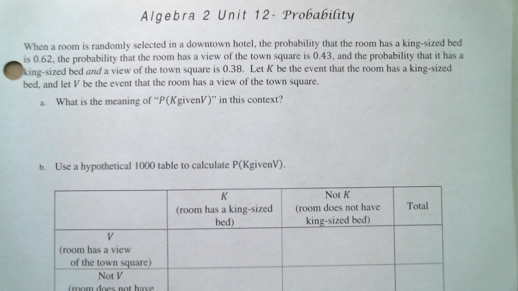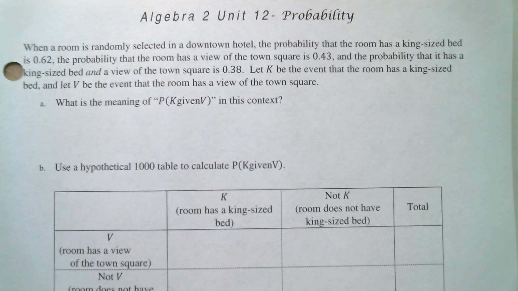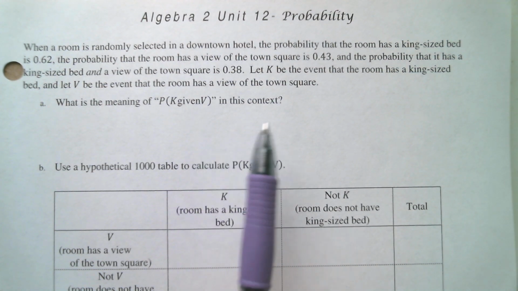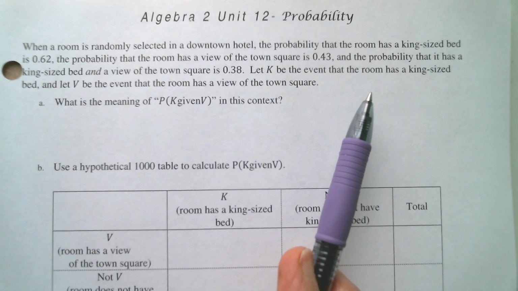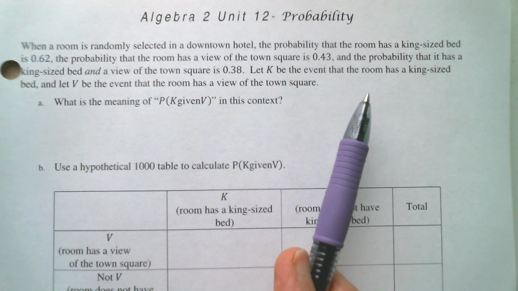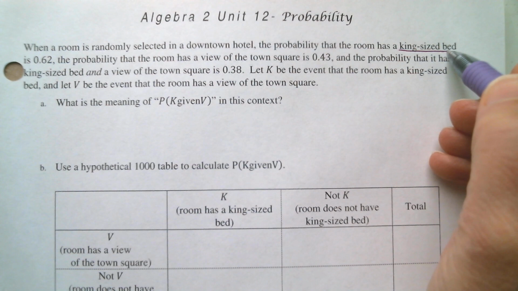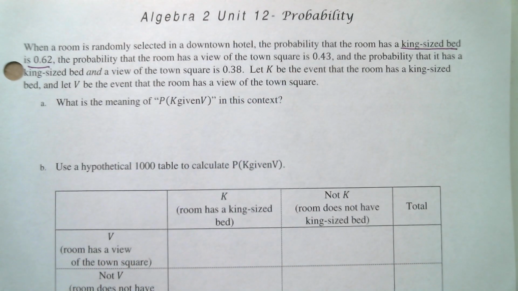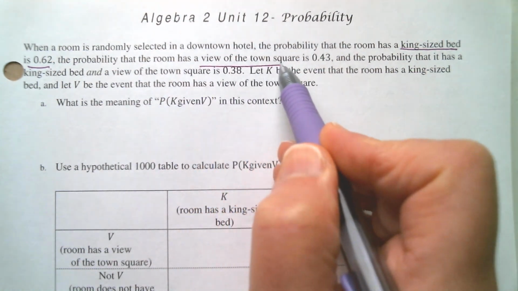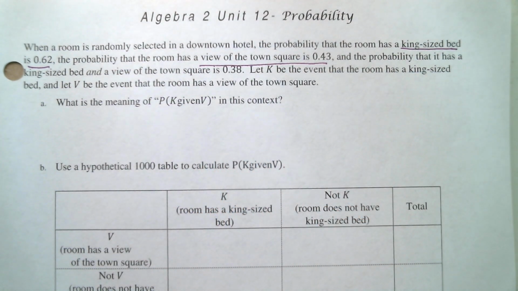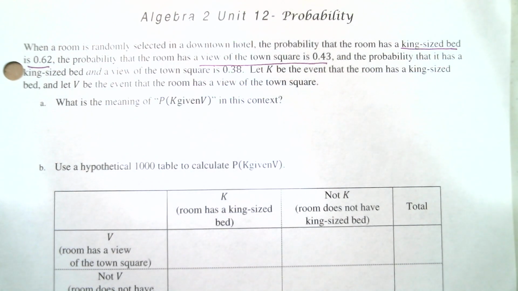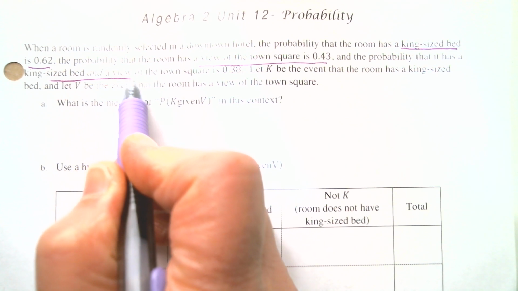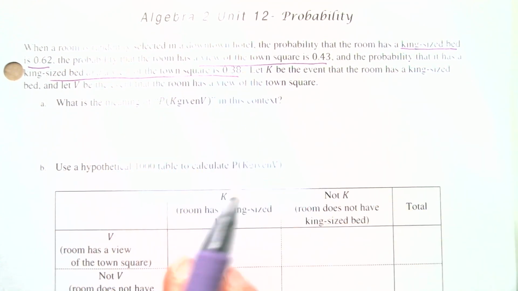And our last example here: when a room is randomly selected in a downtown hotel, the probability that the room has a king-size bed is 0.62. So king-size bed is 0.62. The probability that the room has a view of the town square is 0.43. And the probability that it has a king-size bed and a view of the town square. So king-size bed and view.